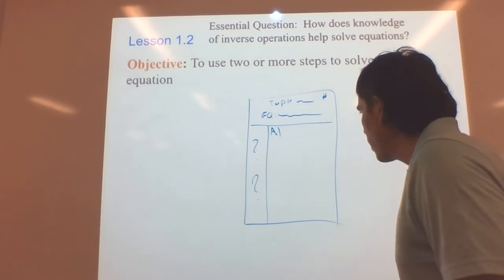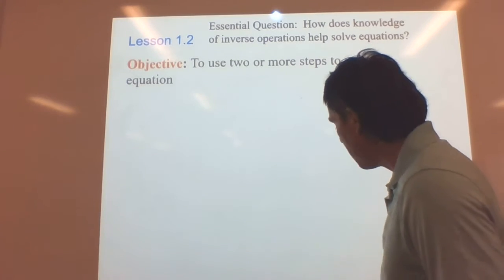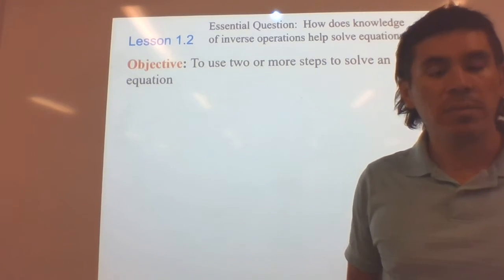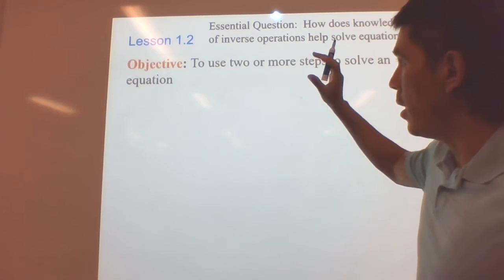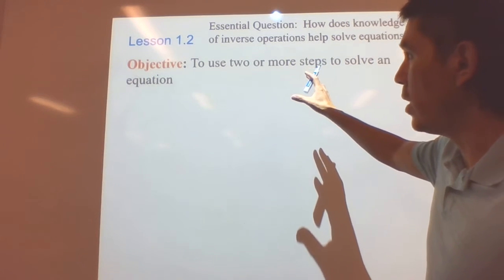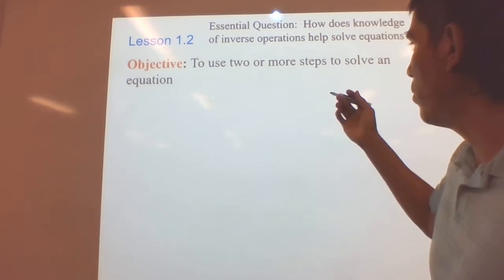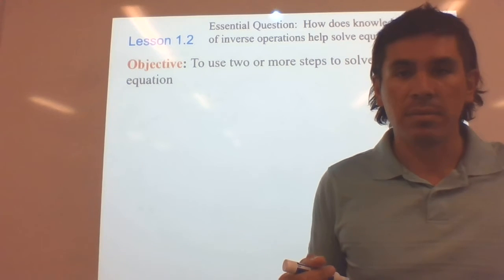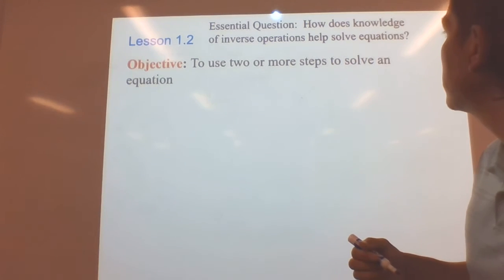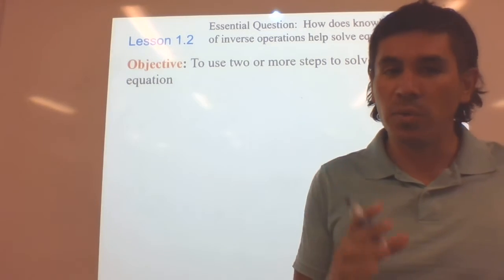Feel free to pause the video at any time to make sure that you stay caught up. So what I'm going to do is go over the essential question and then the objective. Objective 1 is to use 2 or more steps to solve an equation. Okay? 2 or more steps. So I guess we're going from 2 steps maybe to 3. So we'll see.